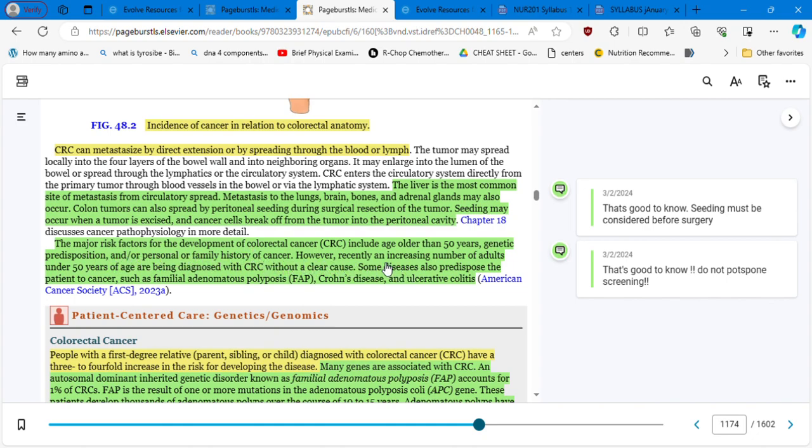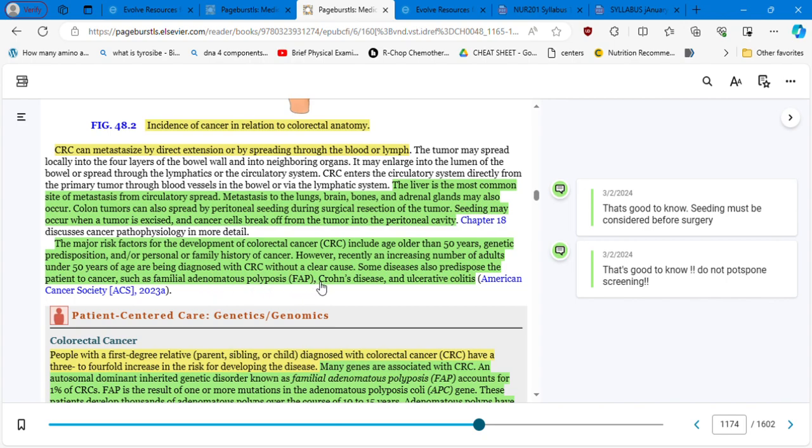However, recently an increasing number of adults under 50 years of age are being diagnosed with CRC. Why is this happening, right? All of us are having a healthy diet. It's weird, right? It's very weird. Without a clear cause.